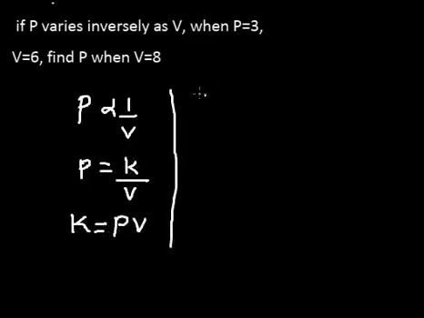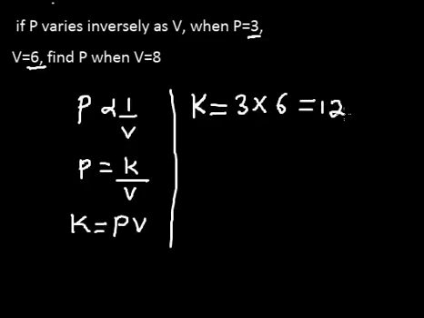Okay, so which simply means that k now is going to be equal to p times v. The value of p given initially, we get our k from the initial values that were given. The initial value of p was 3, then times the initial value of v, which is 4. So 3 times 4 gives me 12.